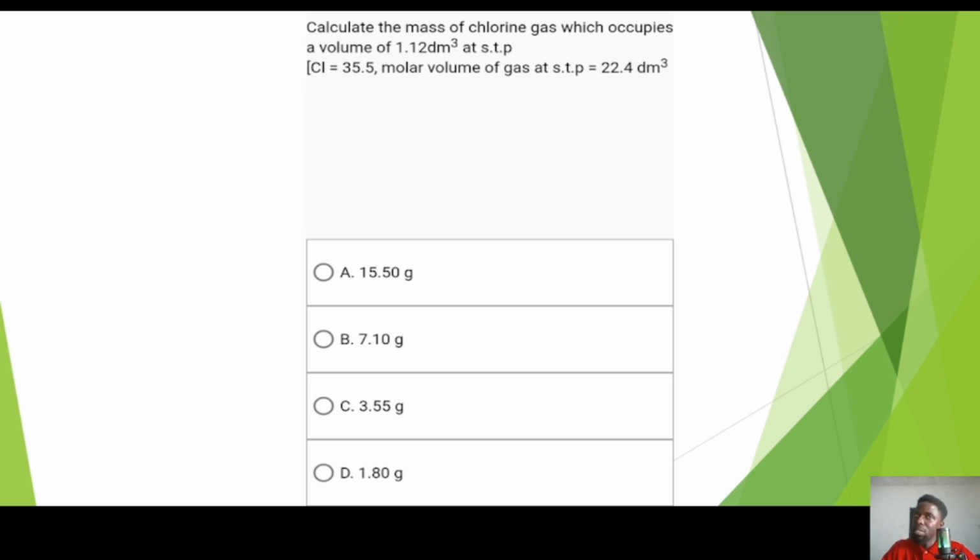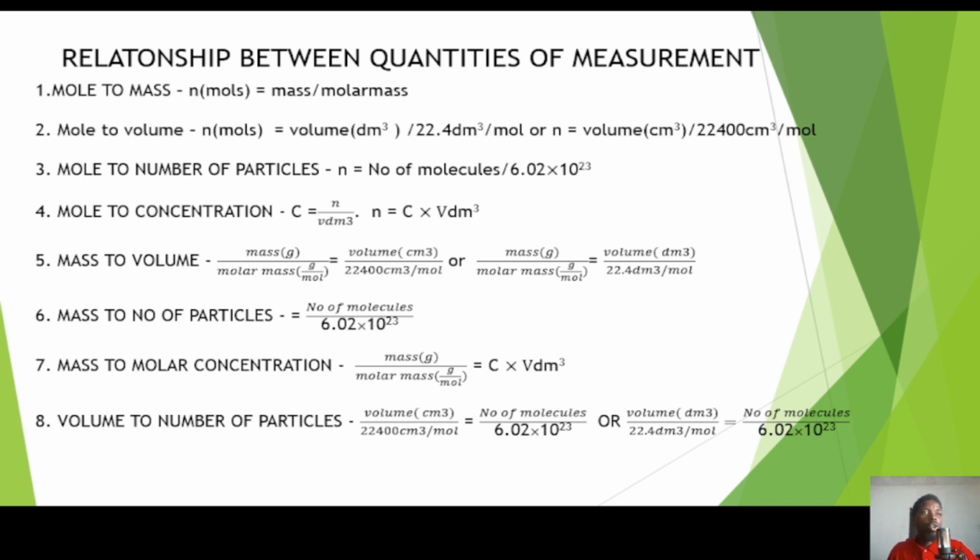dm cube at STP. I take it again. The question says, calculate the mass of chlorine gas. Remember, we are asked to find mass, but then we are given volume, which means amongst our relations, we have a mass to volume relation. A mass to volume relation, which is number 5. Now, let's check out the options.